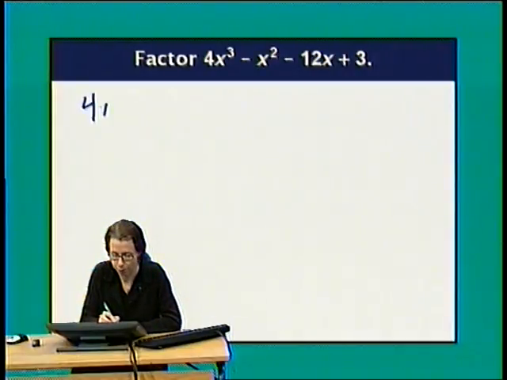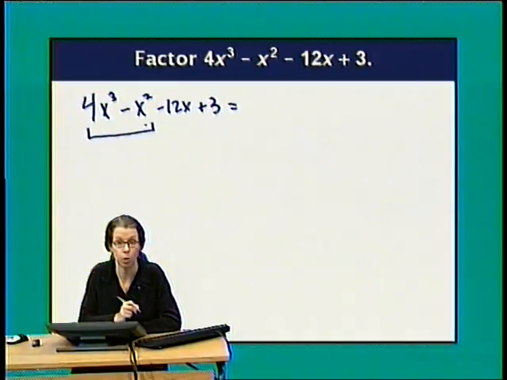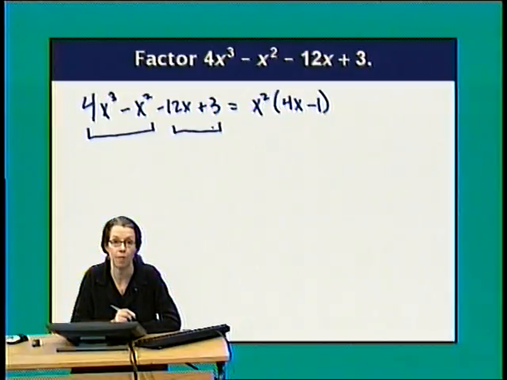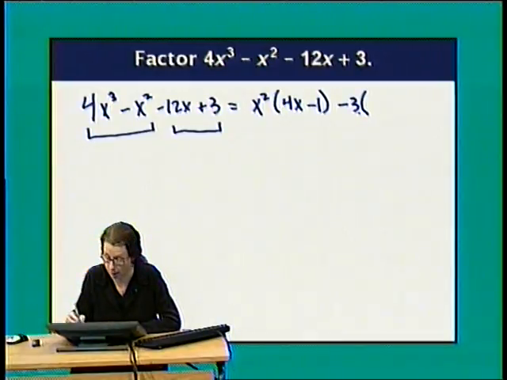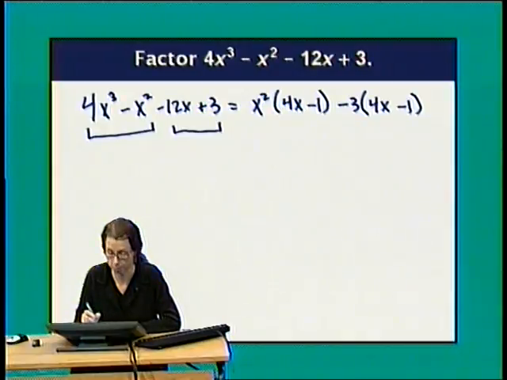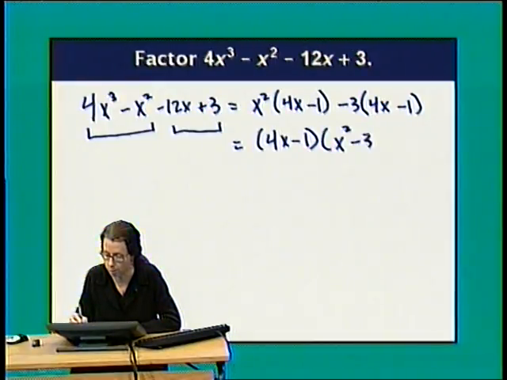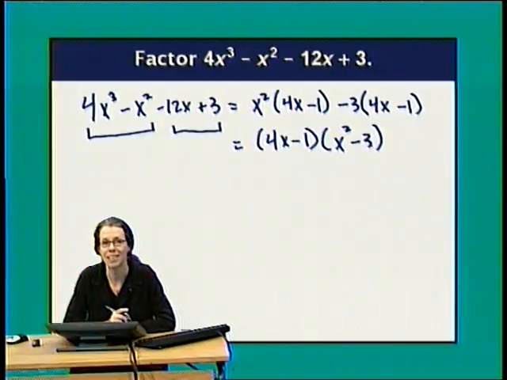Let's try it again. 4x cubed minus x squared minus 12x plus 3. Looking at the first two terms, I see a common factor of x squared. That leaves behind a 4x minus 1. Now, second two terms, I see a common factor of 3. But remember, I like to be able to leave behind a factor of 4x minus 1. I'm going to factor out a negative 3. When I do that, negative 3 times 4x is minus 12x. Negative 3 times negative 1, there's the plus 3. Factoring out that common binomial factor leaves behind x squared minus 3. X squared minus 3 is not the difference of perfect squares, so at this stage, this is completely factored.